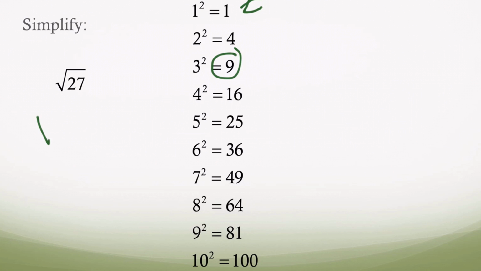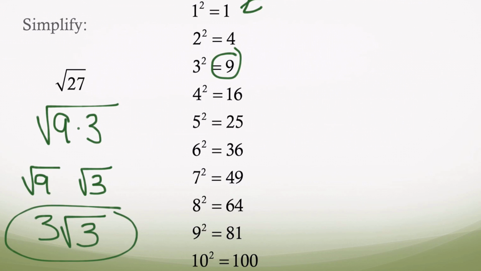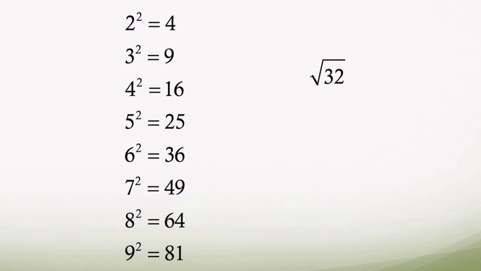So I'm going to set this up as the square root of 9 times 3, since 9 times 3 is 27. I can use my multiplication property to pull out that square root of 9, to factor it out, so that we could say the square root of 9 is 3, and I have a leftover square root of 3. This is now a completely simplified radical, so it's 3 times the square root of 3.